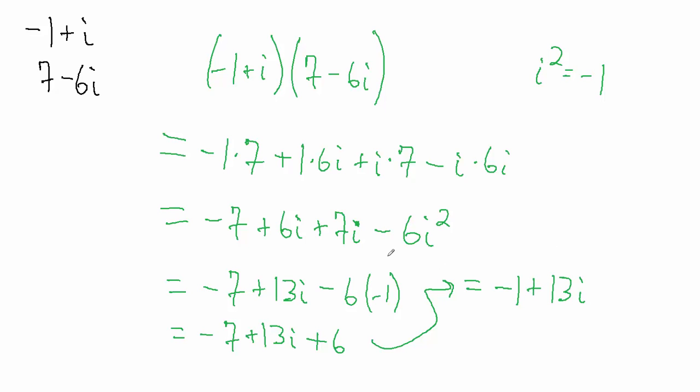And that's it. So if we take -1 plus i and multiply that by 7 minus 6i, then our final result is going to be -1 plus 13i. And that's another example of multiplying two complex numbers.